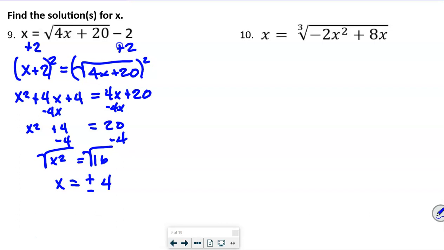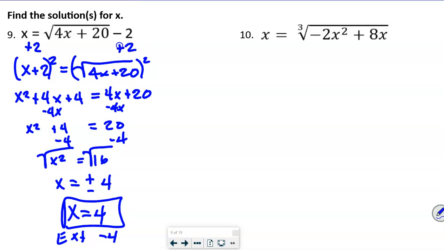That's going to be 16 minus 16, but that's going to be 4. The square root of 4 is 2. 2 minus 2 is not negative 4. So the answer is going to be 4, because when I check the negative 4, it is an extraneous solution. So I'm going to say negative 4 is extraneous, okay?